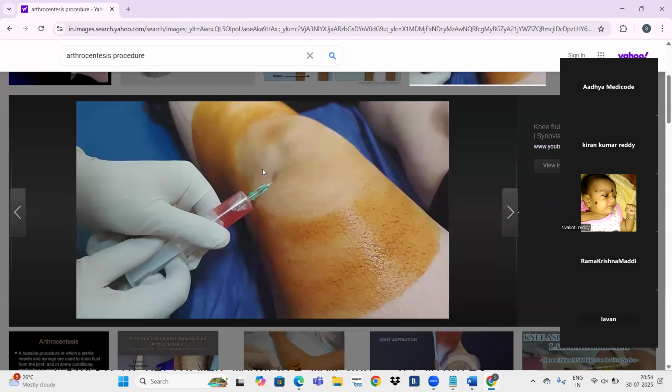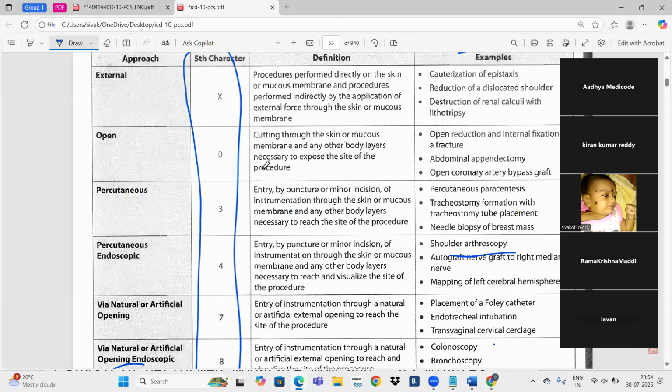Then ostomies, tracheostomy. Okay, they will create a small hole. They will make an incision and create a small hole. Okay, needle biopsies. If they do any procedure through a needle, if they use the needle to collect the sample, it is also considered a percutaneous approach. If they use any needle, percutaneous approach.